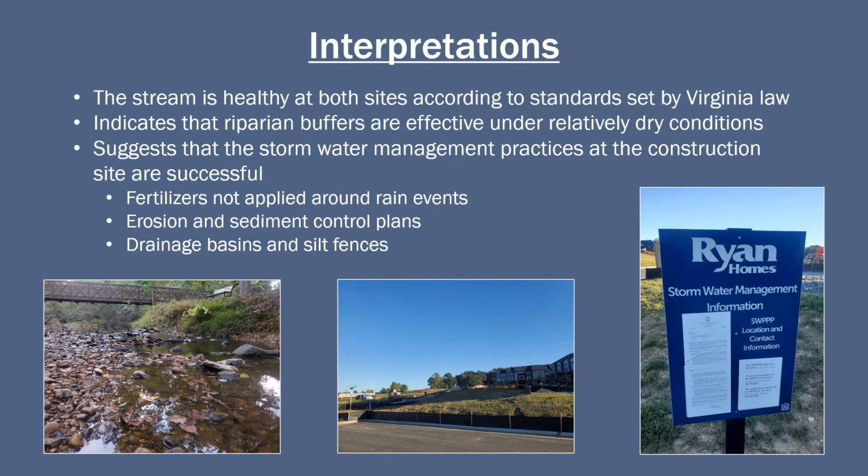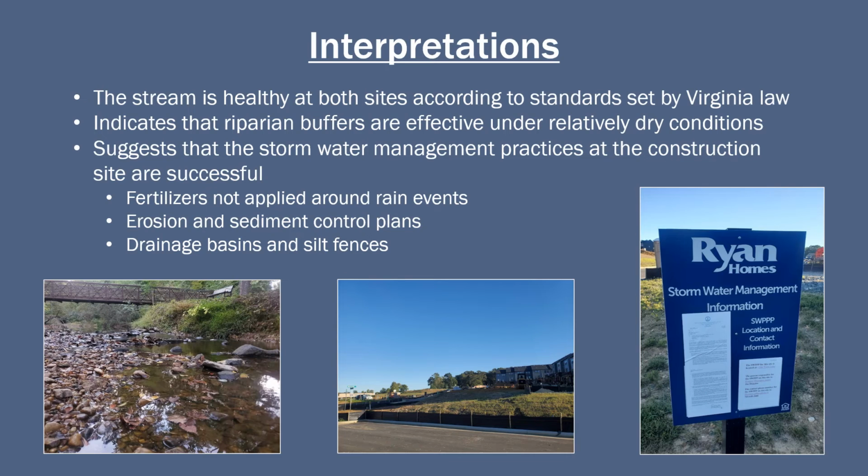So since my results were not statistically significant, I failed to reject my null hypothesis, and I can reject my alternative hypothesis. And despite obtaining unexpected results, the stream is healthy at both sites according to standards set by Virginia law. This indicates that the urban areas and the construction site near the stream are not having a significant impact on the water quality of the stream.